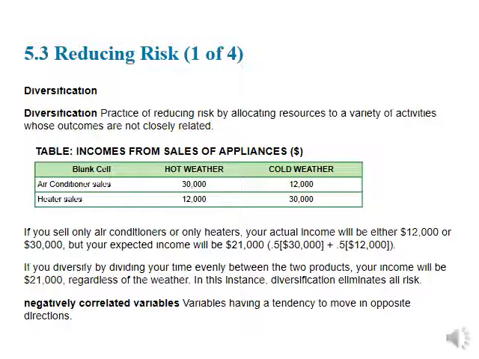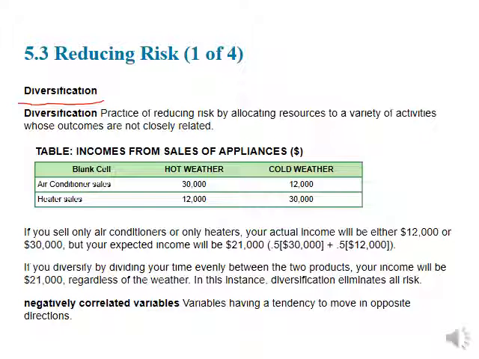Diversification is a way to reduce risk by allocating resources to a variety of activities. Henry Markowitz won the Nobel Prize in 1990 for his portfolio theory. This was a theory of diversification. So let's suppose you're a salesperson and you sell appliances. Well, there are two common appliances you can sell. You can sell air conditioners and you can sell heaters.